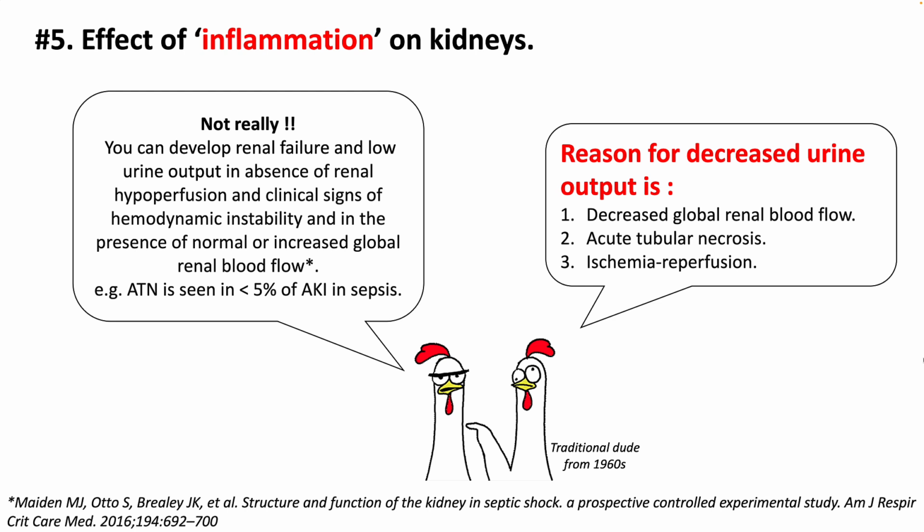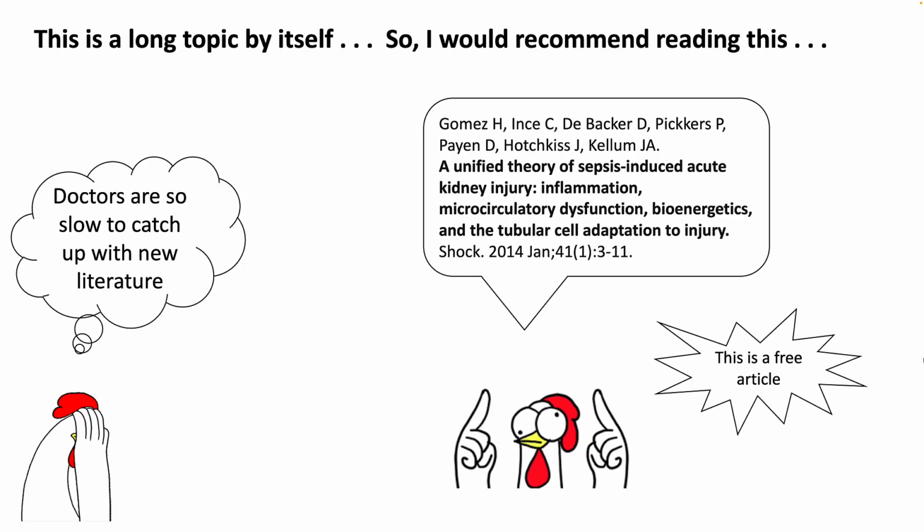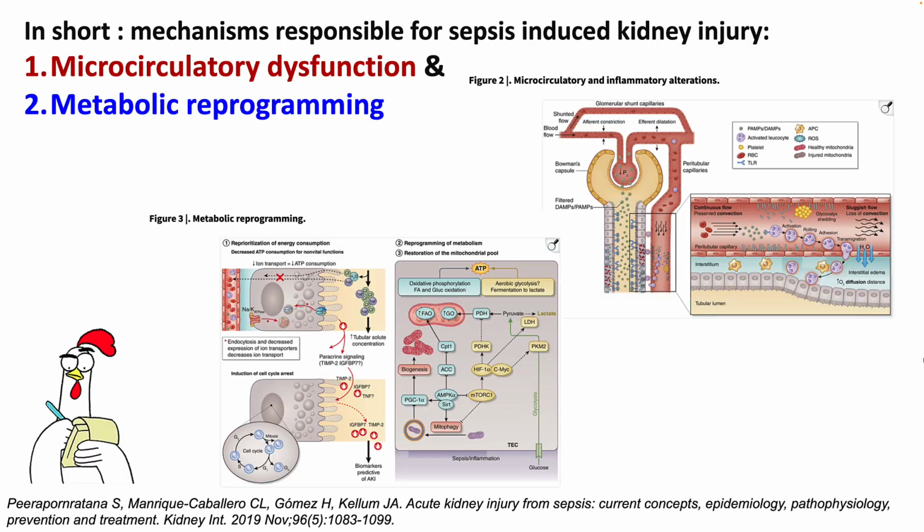One of the things to note is that the rate of acute tubular necrosis, which is deemed very common, is seen in less than 5% of AKI in sepsis. This is a very long topic by itself, so I would recommend reading this article. The links are in the description below. In short, the mechanisms responsible for sepsis-induced kidney injury are mostly microcirculatory dysfunction and metabolic reprogramming, and less of it is related to hypoperfusion and acute tubular necrosis.